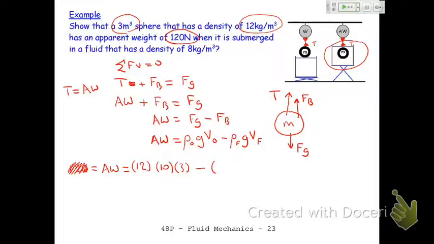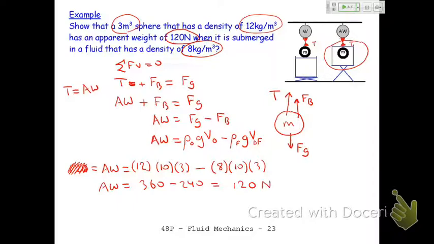The rest of my answer is the density of the fluid, which is 8 times 10 times the volume of the fluid. What's the volume? Oh, no, it's not the volume of the fluid, it's the volume of the displaced fluid. Maybe I should put down dF there. And that's going to be 3, because it's the same. 12 times 3 is 36, so 360, minus 8 times 3 is 24, so 240, equals 120.